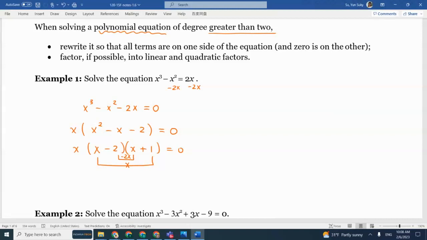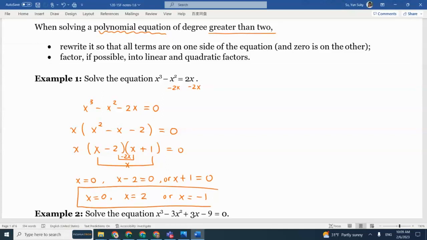So therefore, we get the factors. We set each factor equal to 0. So x is 0, x minus 2 equals 0, x plus 1 equals 0. And we put OR, right? And then we solve for x. So this x is 0. This x is what? Positive 2. And this one? -1, yes. So here we have 3 solutions.